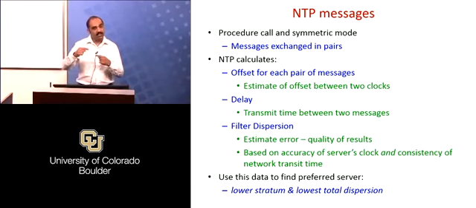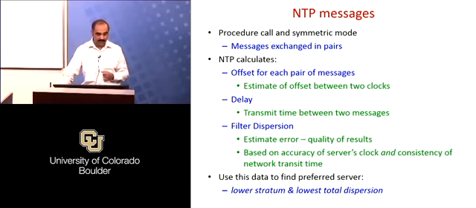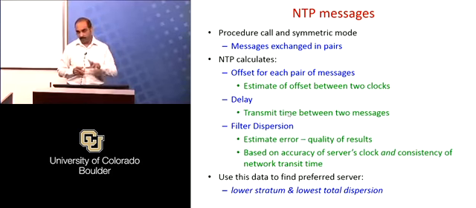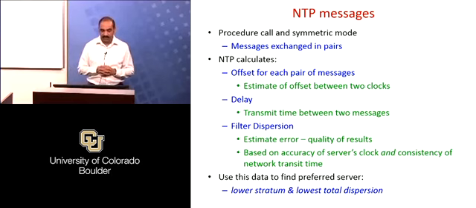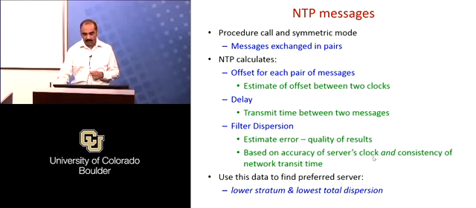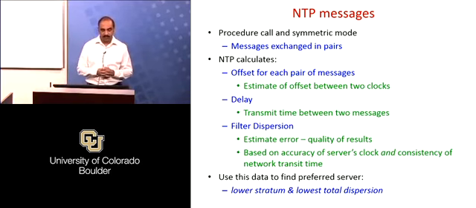So the messages are exchanged between two devices. It will provide an estimate for what the offset is, and also a delay, which is the transmit time for messages between the two devices. And then it also computes filter dispersion, which is an estimate of error, or in other words the quality of results, based on the accuracy of the server's clock and the consistency of the network transit time.